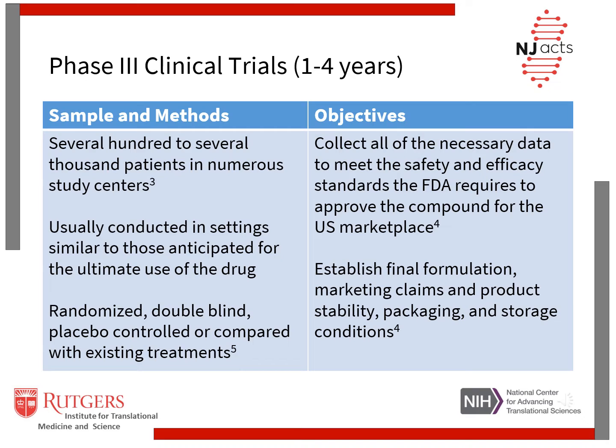This slide presents the sample, methods, and objectives for Phase 3 clinical trials, which last an average of 1 to 4 years. They involve several hundred to several thousand patients across numerous study centers, and are usually conducted in settings similar to those anticipated for the ultimate use of the drug, such as a hospital or more outpatient center. They are randomized, double-blinded, and placebo-controlled, or compared with existing treatments.